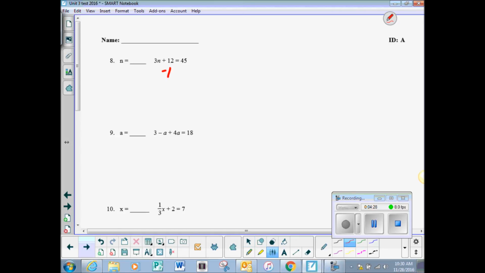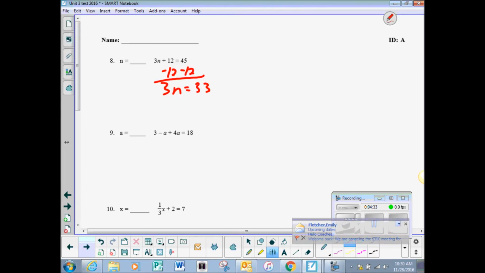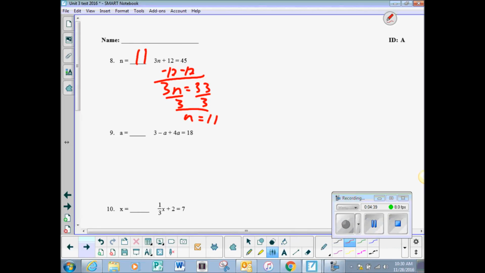Number 8, subtract 12 from both sides. 3n equals 33. Divide both sides by 3, and n is 11. Check. It's right. At the time, I'd show every check. Okay? I know that's right.